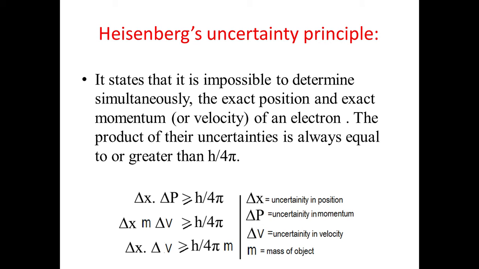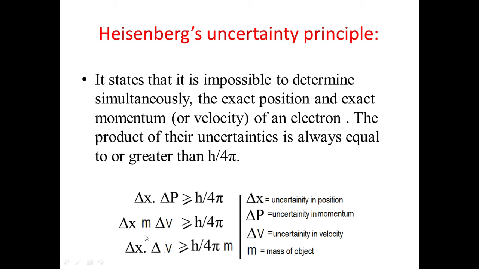That principle was given by Heisenberg, that's why it's called the Heisenberg uncertainty principle. So mathematically we will go to the conclusion. What is the conclusion? That the product of uncertainty in position and uncertainty in momentum is greater than or equal to h upon 4 pi.